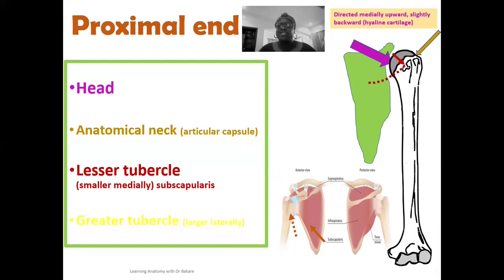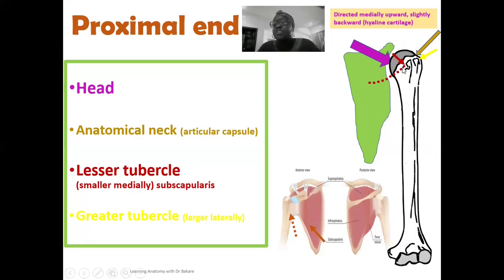Then if you go more laterally, the next structure that you see as a protuberance or an eminence is the greater tubercle. And this is what is arrowed there in yellow. We say this is greater because it is larger in size when compared to the lesser tubercle. It is not only larger in size, it is also seen to be more laterally placed. So this is laterally placed, while the lesser tubercle is medially placed.